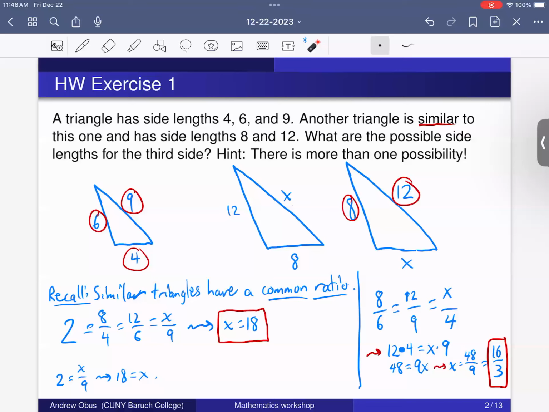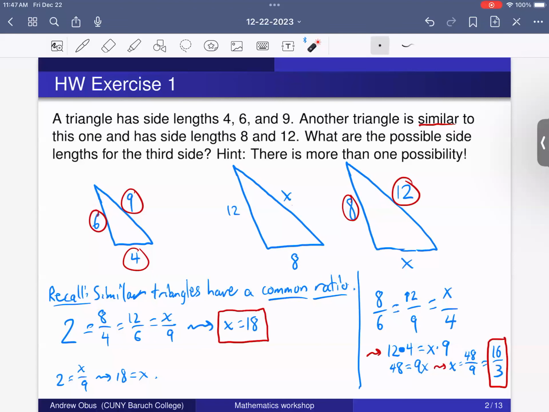The point being, 12 to 8, the ratio is the same as 3 to 2. So among these sides, you have to pick two sides that are in the ratio of 3 to 2. So you have two choices. You can pick the 9 and the 6. Those are in the ratio of 3 to 2, and so the 12 and 8 can correspond to that.